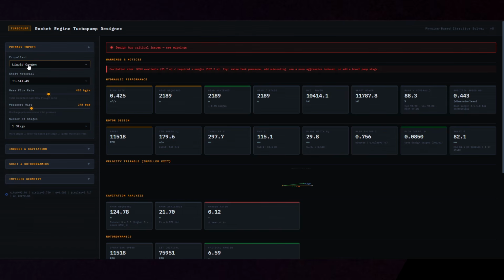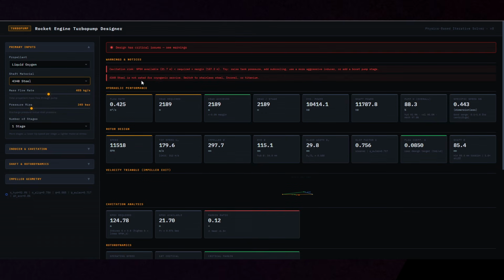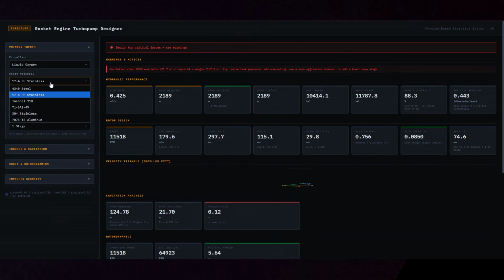So what we have here is a set of propellants. I've limited it to liquid oxygen, hydrogen, methane, and kerosene for now, though it's fairly easy to add your own. Somebody I had given this to already did add MMH and NTO, I think, and stuff like that, or UDMH and NTO maybe. And then there's the shaft materials. Some of these are not cryogenic, so you have to worry about that. We do have kerosene here, so you could use it for that. Some of them are cryogenic, so that's okay. I'm going to use titanium.